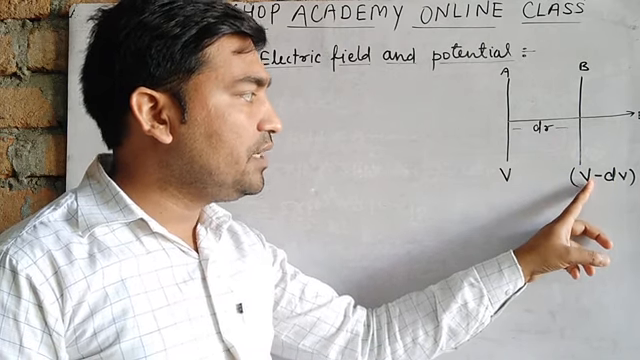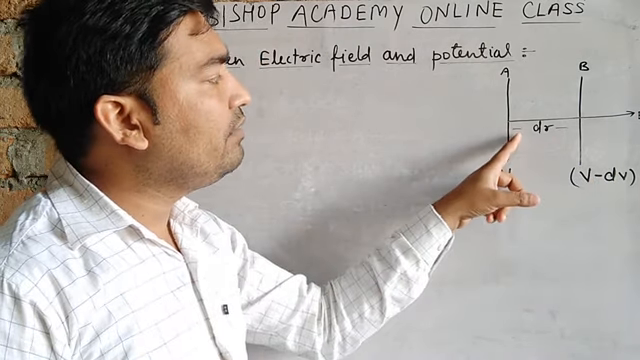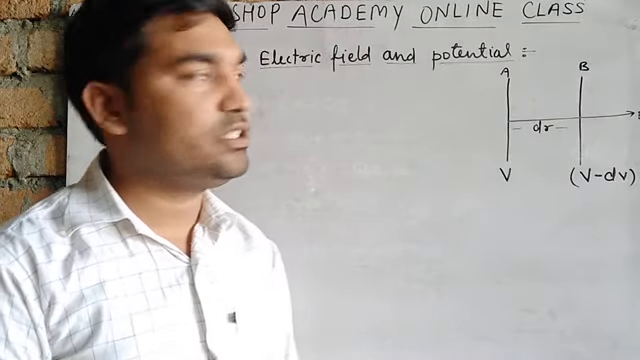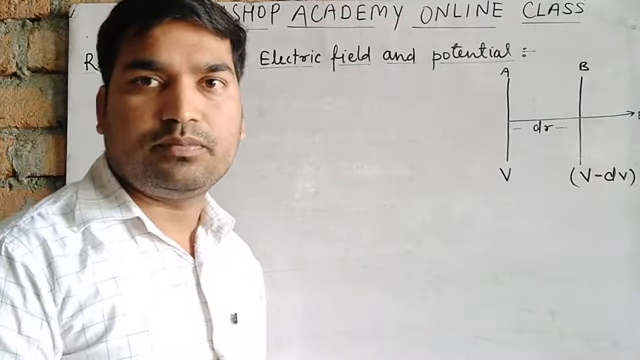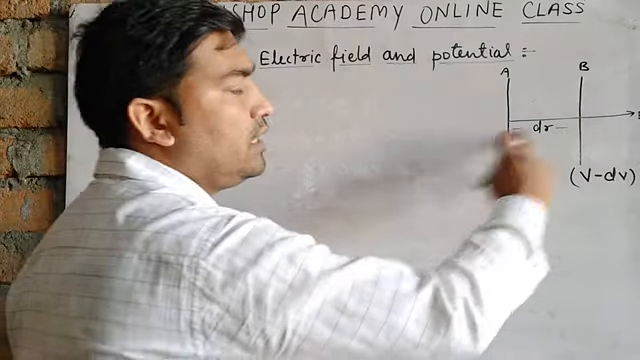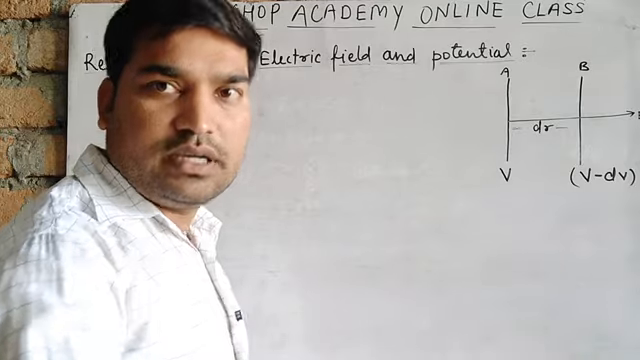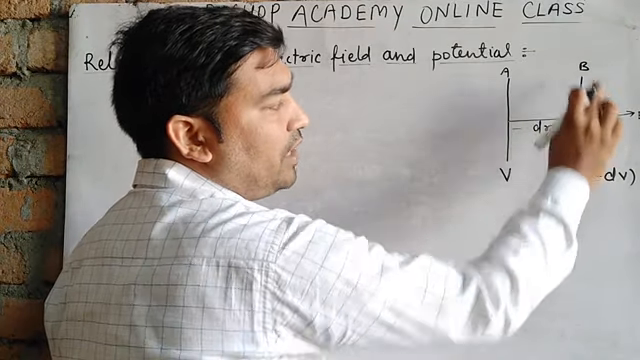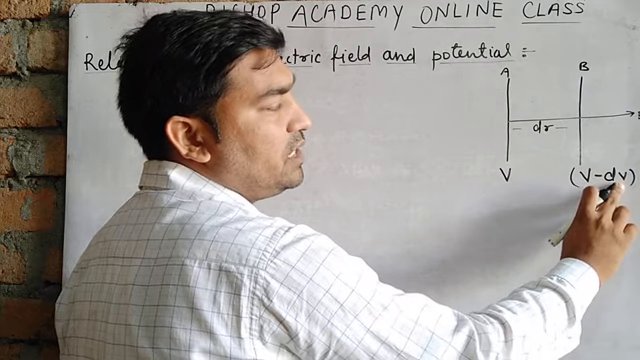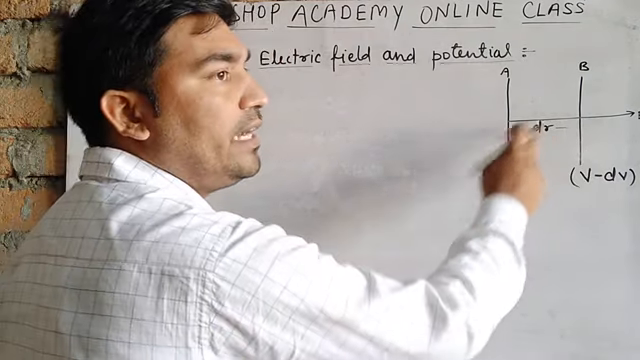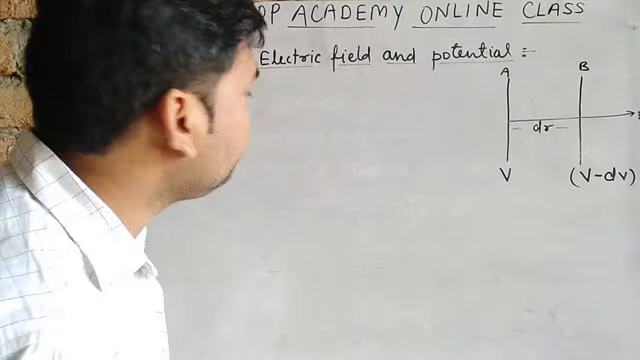Why is this V minus dV? Because when we increase the distance, potential will decrease, because potential is inversely proportional to the length. If we increase the length, increase the distance, then potential will decrease. It's okay? Then the potential at point B is V minus dV, where dV is the change in potential going from A to B. It's okay?